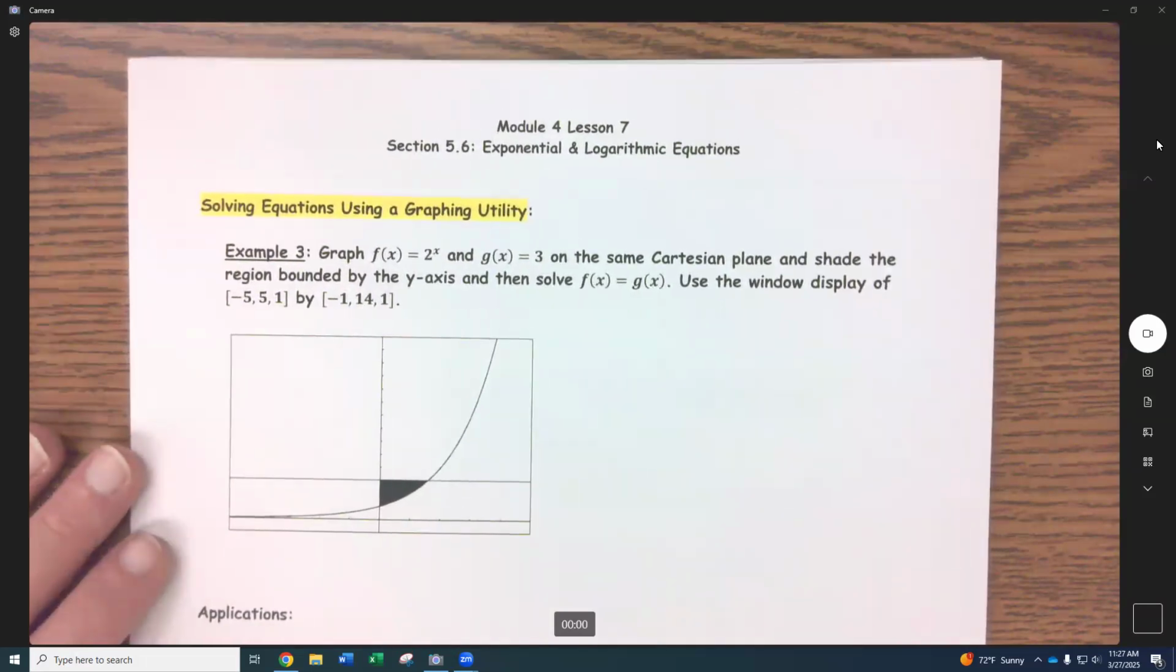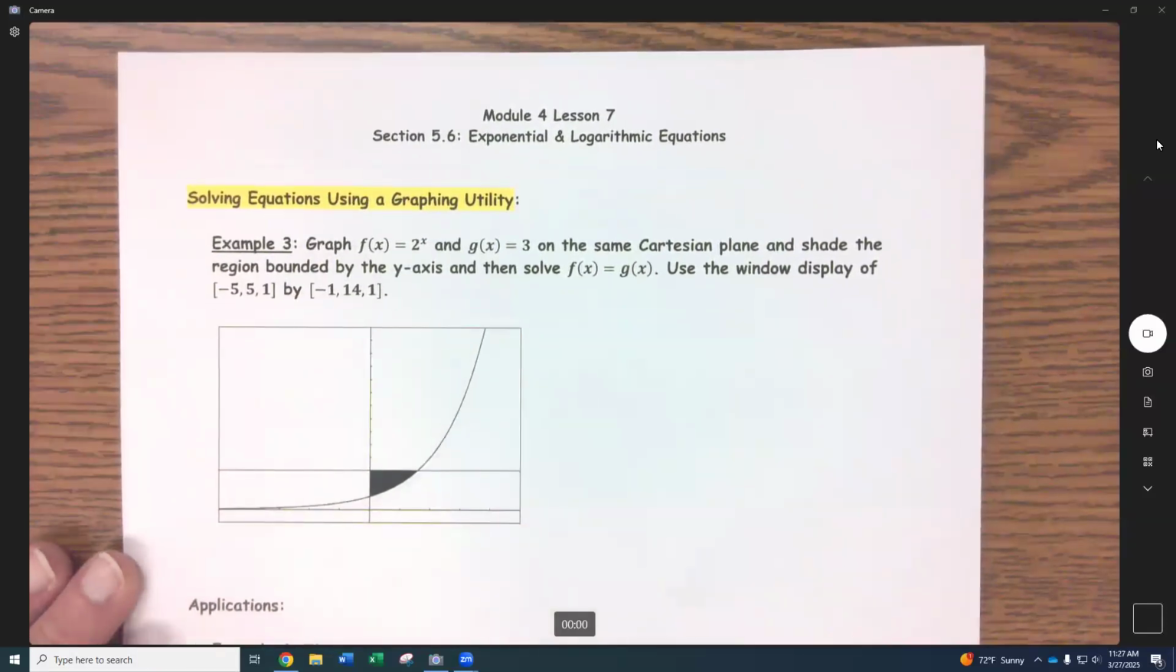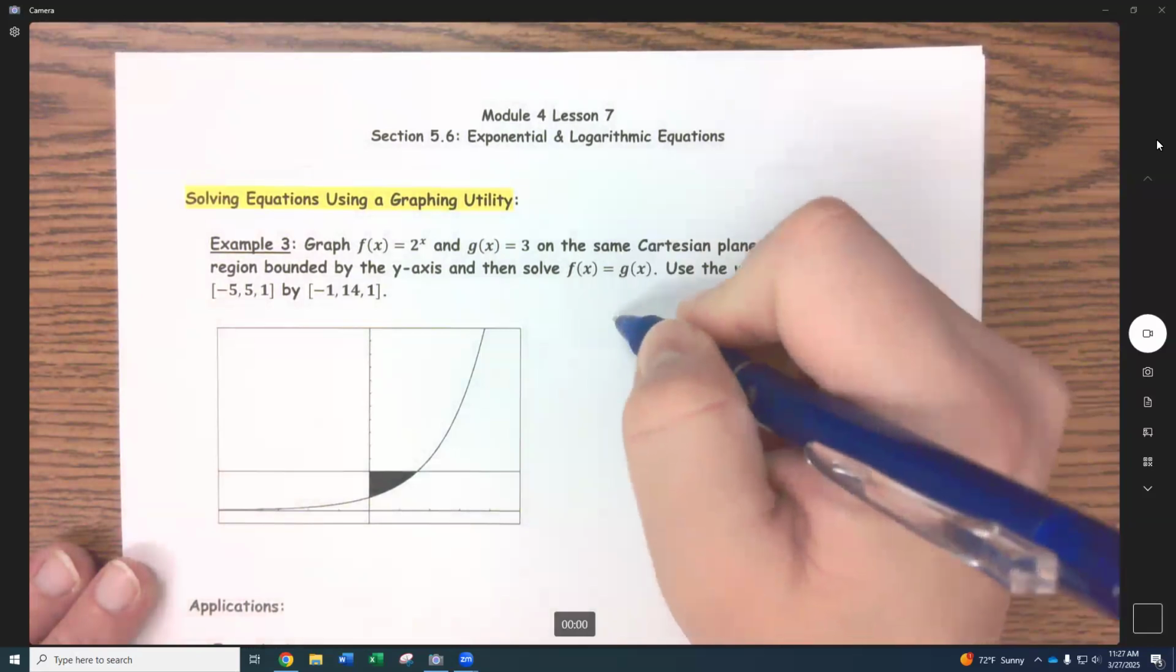So example 3 says graph f of x equals 2 to the x and g of x equals 3 on the same plane and shade the regions bounded by the y-axis, and then solve f of x equals g of x. Use the window display of this by this. So first, if I solved this by hand, this would not be very hard, right?